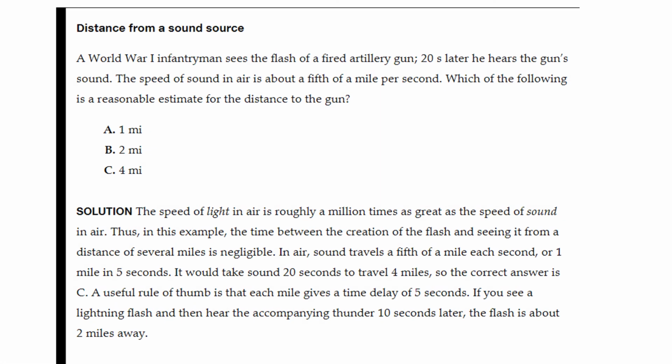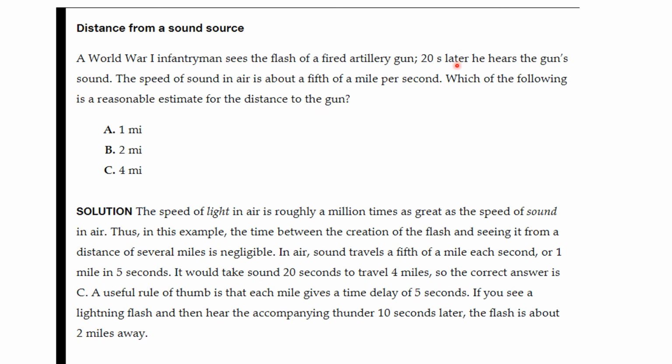Here's a problem for us to consider. A World War I infantryman sees the flash of a fired artillery gun, and 20 seconds later he hears the gun's sound. The speed of sound in air is about 1/5 of a mile per second, or 1 mile per 5 seconds, I guess. Which of the following is a reasonable estimate for the distance to the gun?